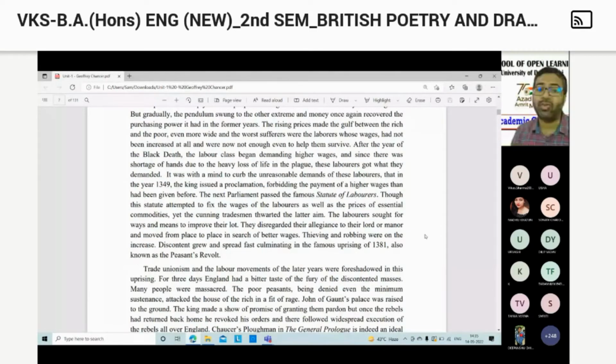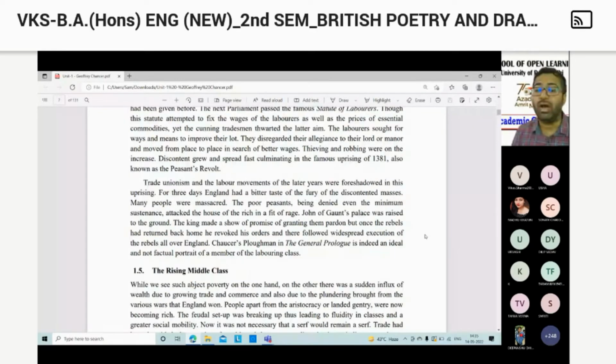For 3 days, England had a bitter taste of the fury of the discontented masses. Many people were massacred. The poor peasants, being denied even the minimum sustenance, attacked the house of the rich in a fit of rage. John of Gaunt's palace was razed to the ground. So there was an extensive battle and extensive revolt, and the poor peasants wanted their rights, and that is why they started attacking the rich people. John of Gaunt's palace was razed to the ground.